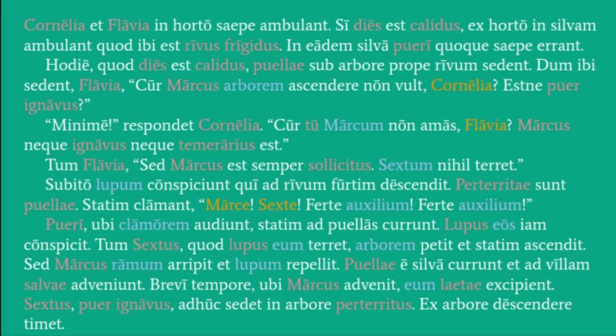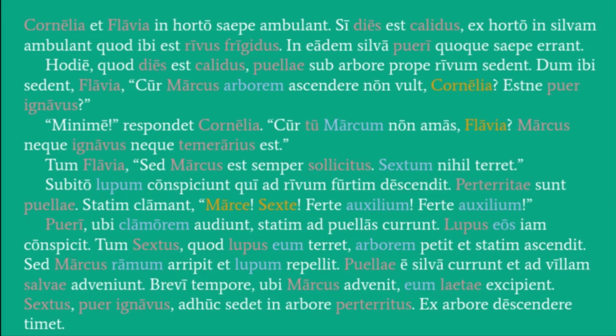Then we have a change in the action. We have subito, suddenly. Lupum conspiciunt, qui ad rivum furtim descendit. So lupum conspiciunt. Lupum, the wolf, is not my subject. It's the direct object. So conspiciunt means they catch sight of.